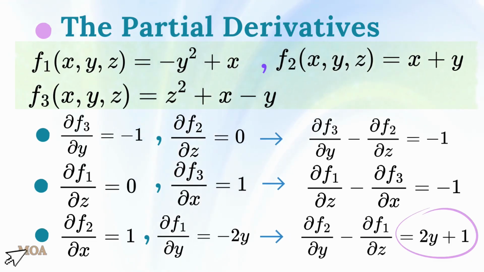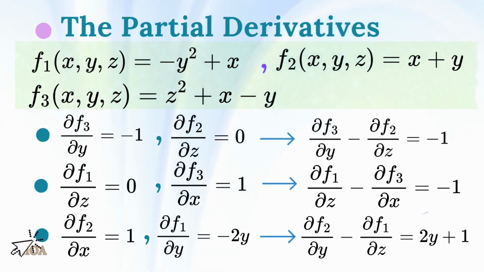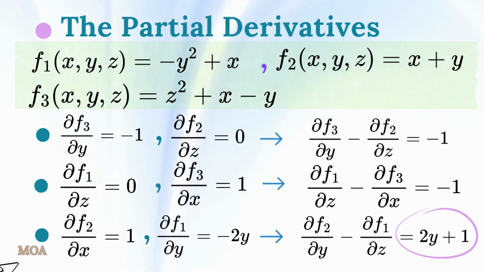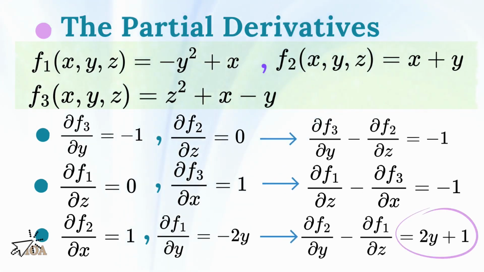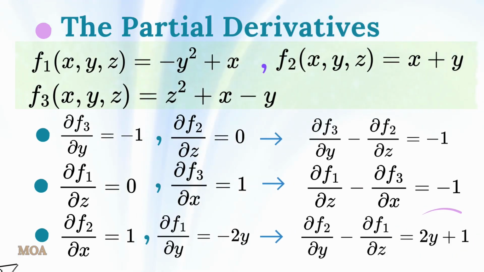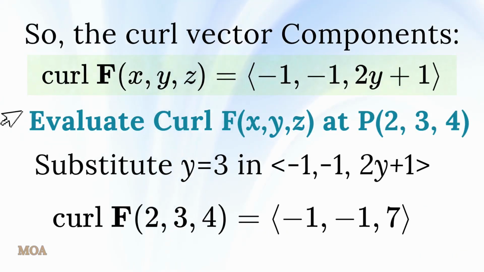For the k component, the partial of f sub 2 with respect to x is 1, minus the partial of f sub 1 with respect to y, which is negative 2y. 1 minus negative 2y gives us the third component, 2y plus 1. So, the curl of the vector field f of x, y, z equals angle bracket negative 1, negative 1, 2y plus 1, closing angle bracket.